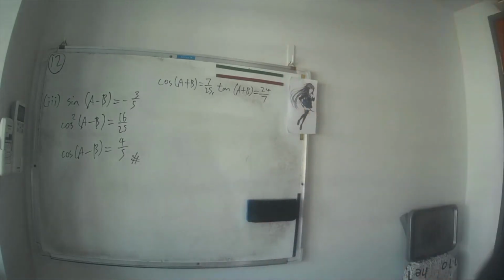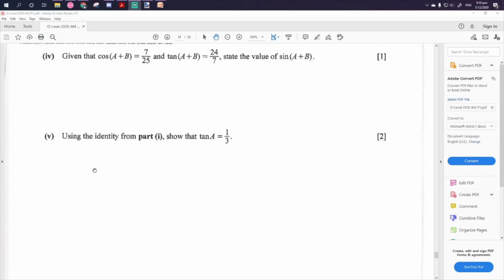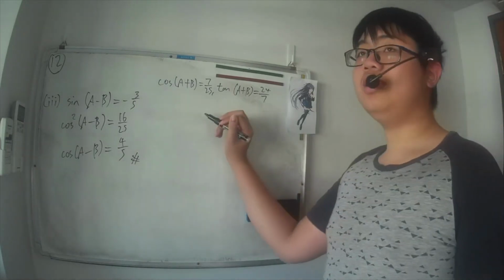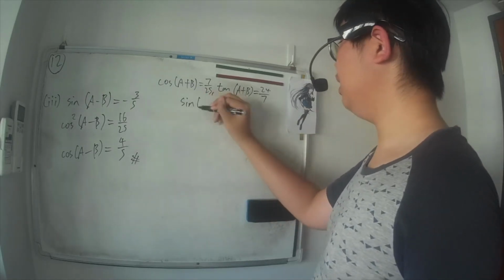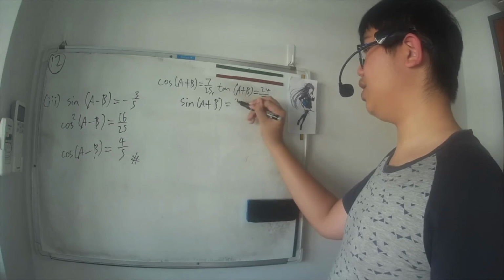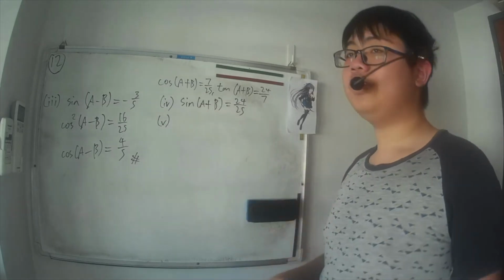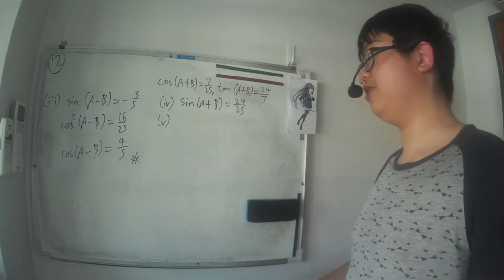Okay? The next part is just, given that cosine of A plus B is 7 over 25 and tangent of A plus B is 24 over 7, state the value of sine of A plus B. Hence, using the identity from the first part, show that tangent A is 1 over 3. Okay? So with these two in mind, tangent is sine over cosine, so just times these two together, the 7 cancel out. Therefore, your sine of A plus B is just 24 over 25. So let me just write down this as part 4. Okay? Part 5, now we show that if we know the A plus B and A minus B of sine and cosine, we can find tangent A.